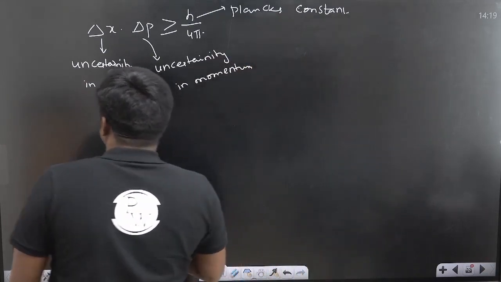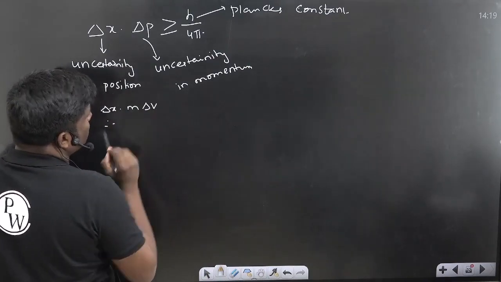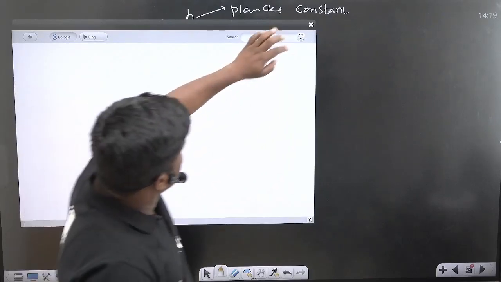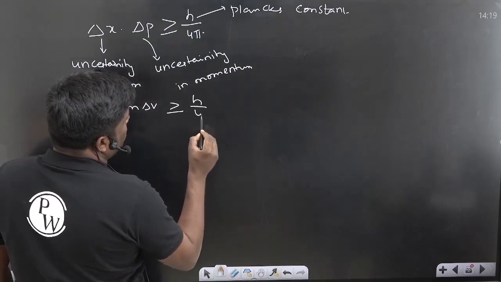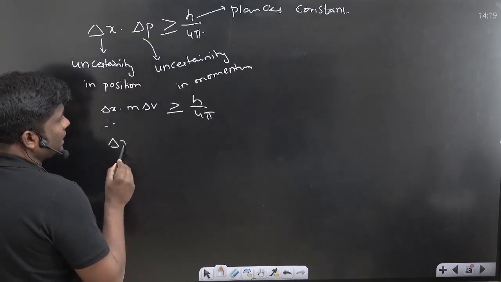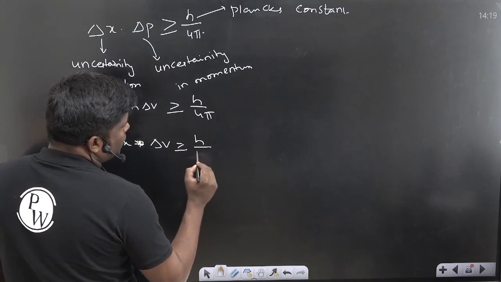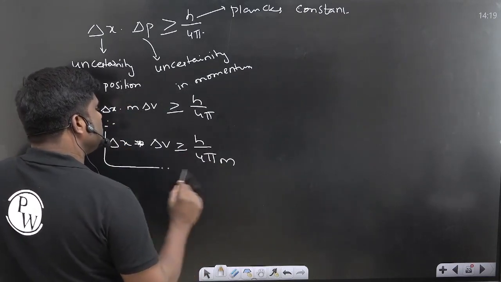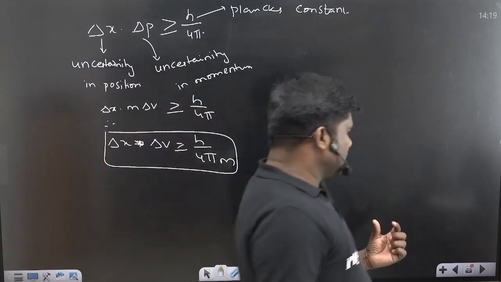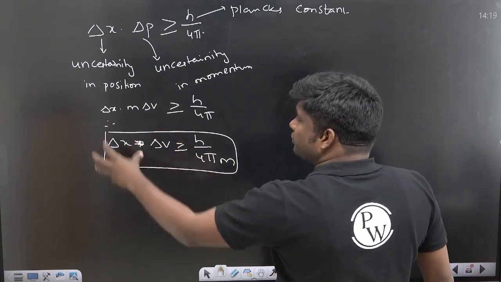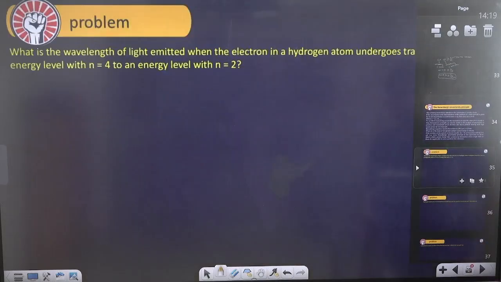So I am writing this as delta x into m delta v. P is m delta v. m delta v is greater than or equal to h by 4 pi. And I can write delta x into delta v is greater than or equal to h by 4 pi. So this is the uncertainty principle. There is always some uncertainty while measuring the position and velocity of the atomic particle, that is the electron. We will be doing some problems based on this.